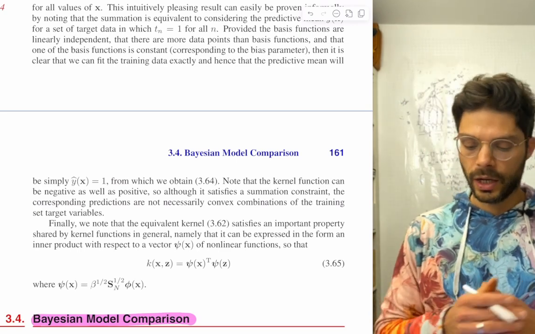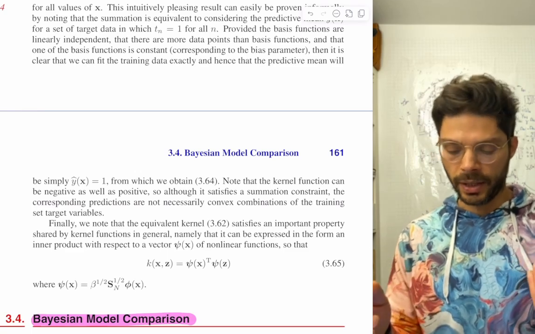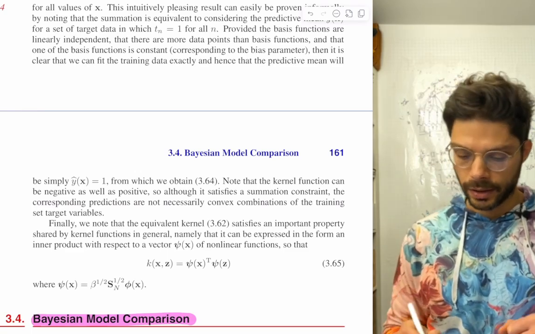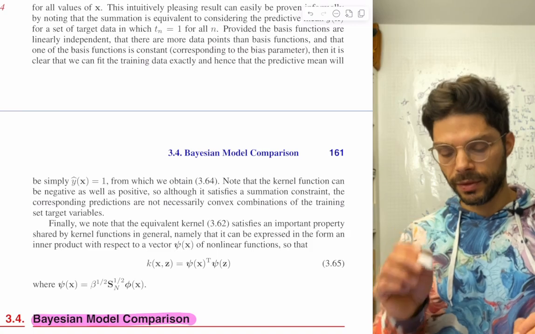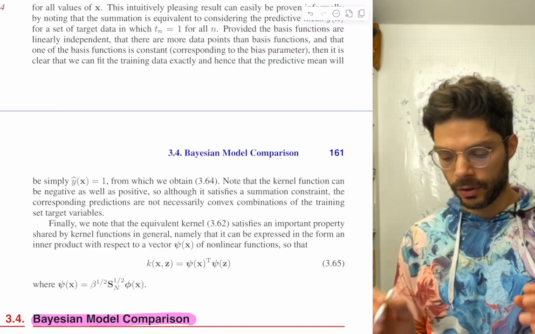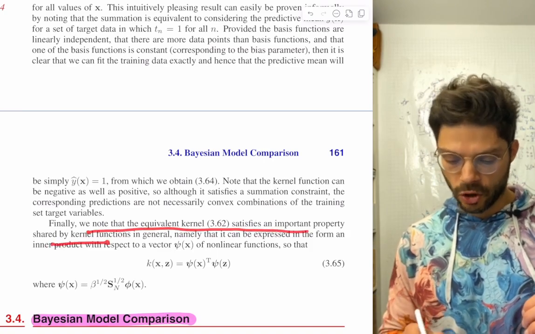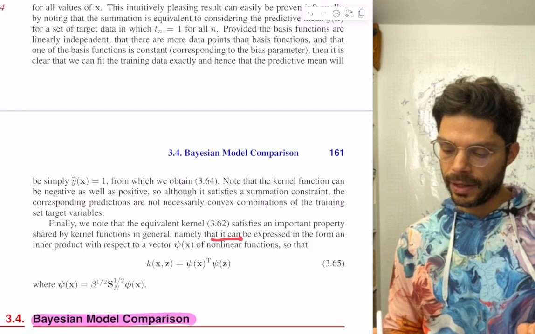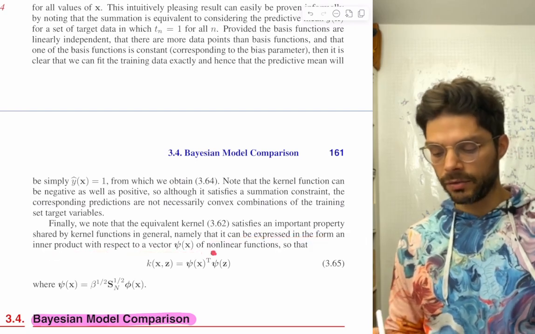So that's kind of, he's just saying that, look, we are indeed summing to 1 here, but those kernels could be negative, so it's not quite a convex setting. Doesn't have to be anyway. Okay, and the last point, and we're going to get to this in chapter 6, is that the equivalent kernel satisfies the important property shared by kernel functions in general, namely that it can be expressed in the form of an inner product with respect to a vector psi of x of nonlinear functions.